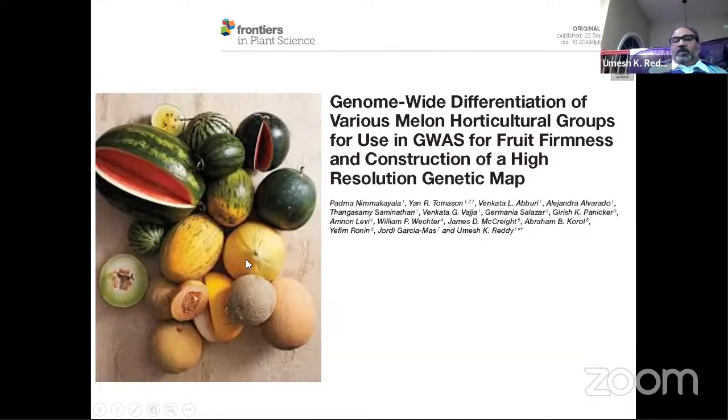Melon in the sense muskmelon, you guys call muskmelon. We call it cantaloupes or honeydews in the United States. So that is a multi-billion-dollar market, especially cantaloupes. And the fruit firmness is very important because fruits will become very soft and they are not edible thereafter. So we have identified very important genes for the fruit firmness.